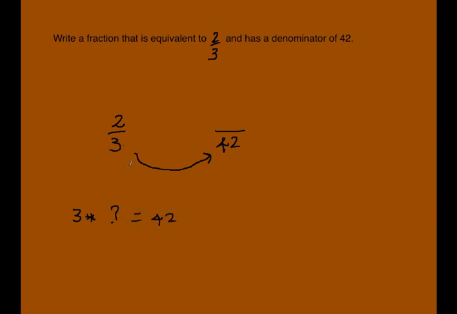So that's the thing. If it's not that obvious to know what I have to multiply 3 by to get to 42, what I would advise you to do is to take this number, the larger number, and divide it by 3 to find that number that you need to multiply 3 by to get to 42.